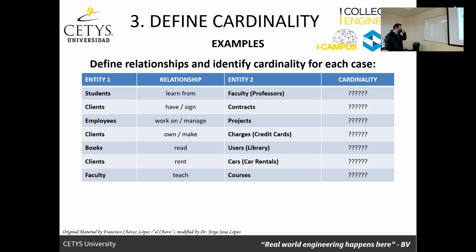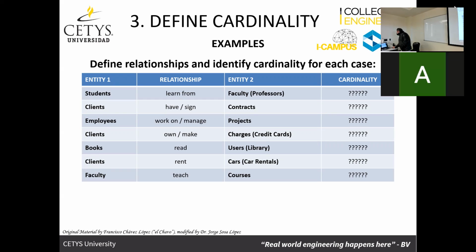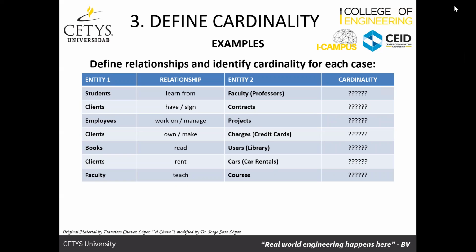Okay, so for example, the first entity relationship, students and faculty or professors. Students learn from faculty, or the other way around, faculty teach students. What type of cardinality would that be? Let's see if the people over at home are awake.